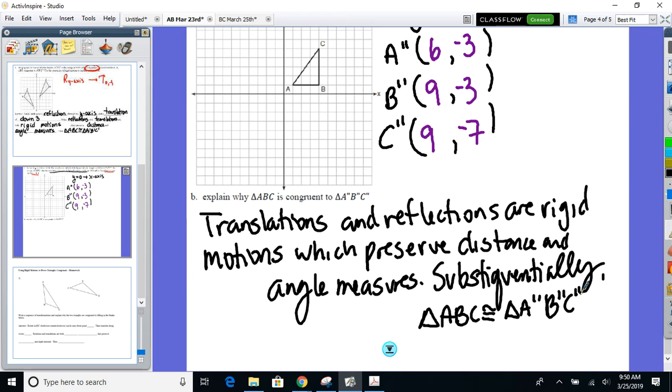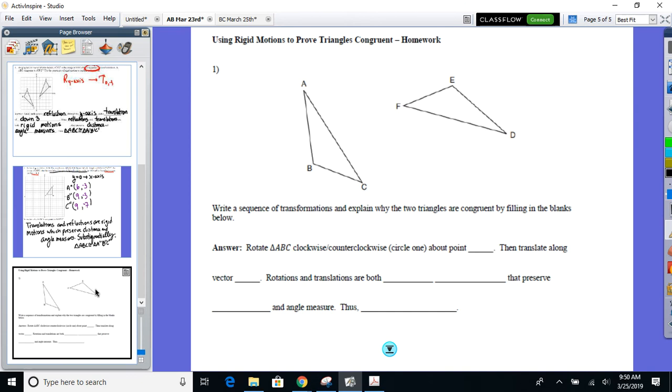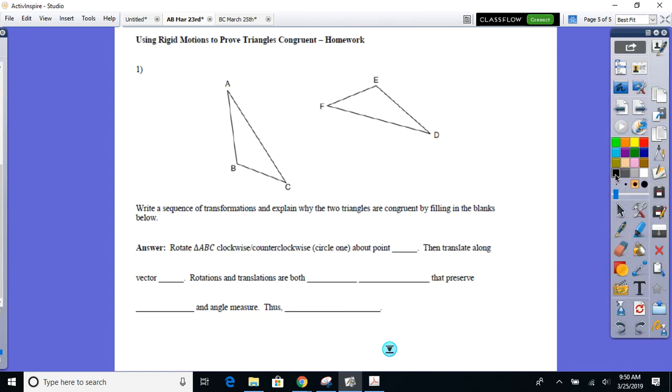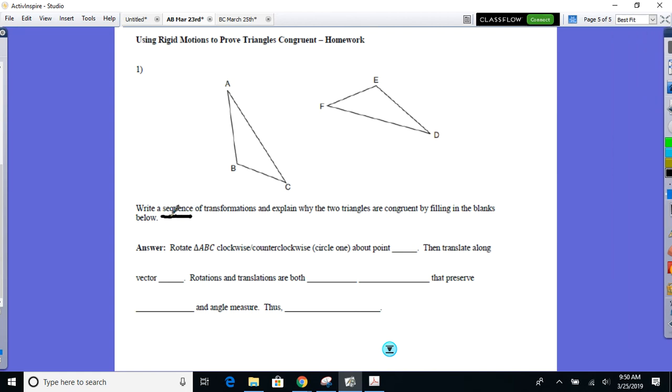And I am going to do the one homework problem with you before I let you go on your own. Because everything we've done today has been on a sheet of graph paper. What if I'm not on graph paper anymore? You can't tell me I translate up this, left this amount. All right, a few more blanks here for you. Write a sequence, so 2 or more here. Explain why those 2 triangles are congruent.